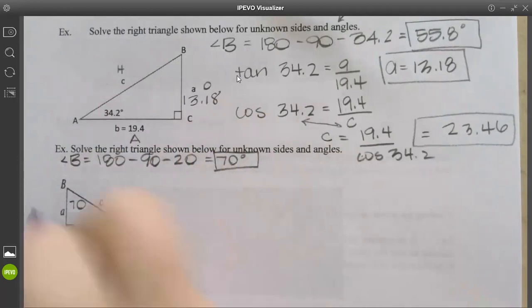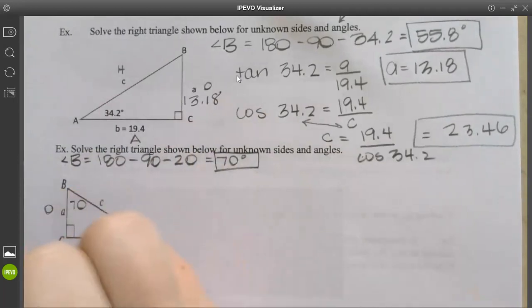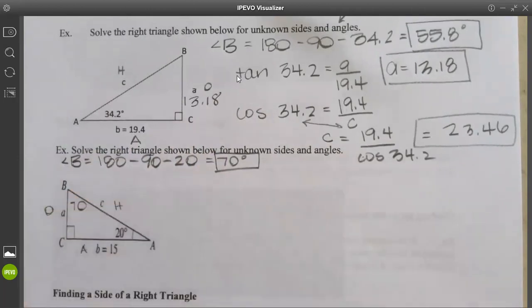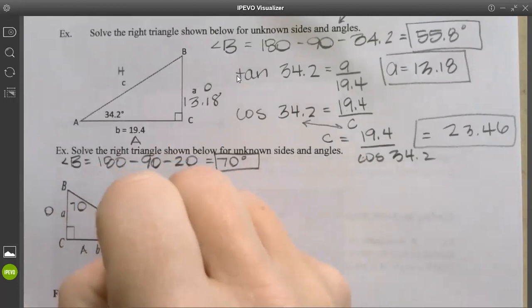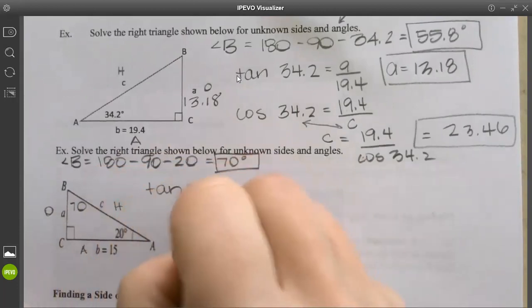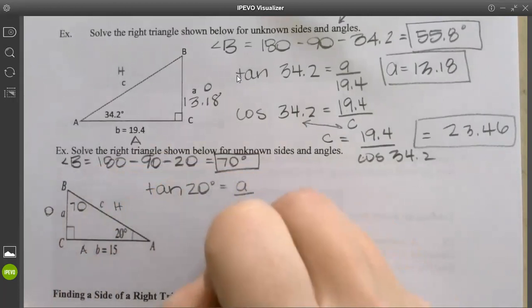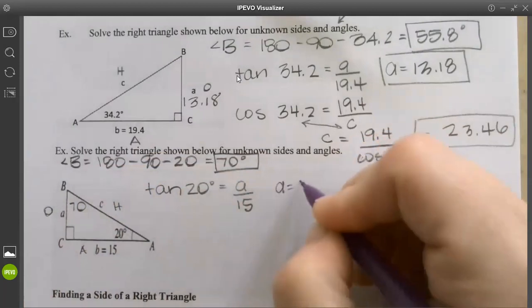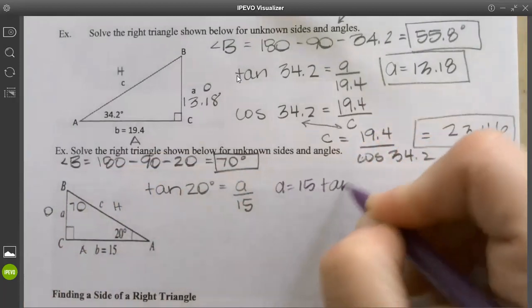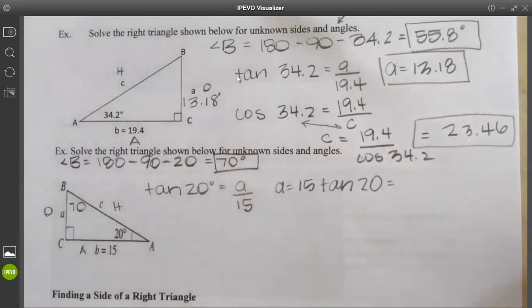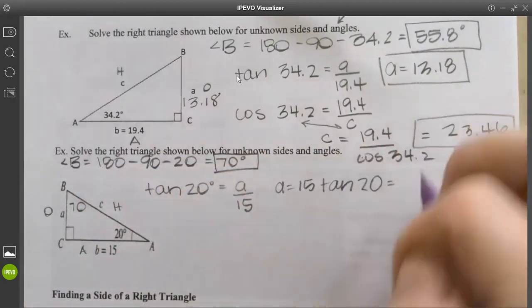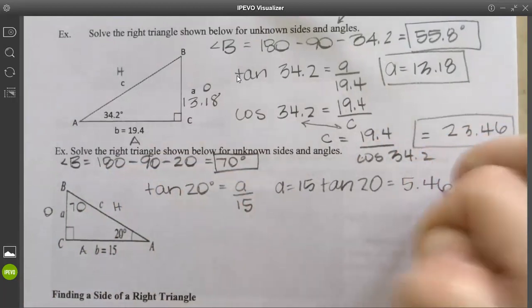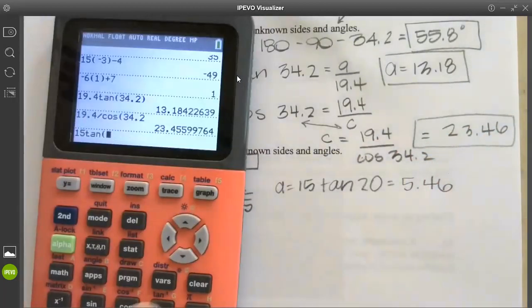Based off of your 20, here's my opposite, adjacent, and hypotenuse. Same concept, use anything that has the adjacent, so either tangent or cosine. So I'm going to use tan of my 20 degrees equals my opposite over my adjacent. How do I solve that? So 15 tan 20. Make sure you're in degree mode when I put that in my calculator. I get 5.46, so 15 tan 20.